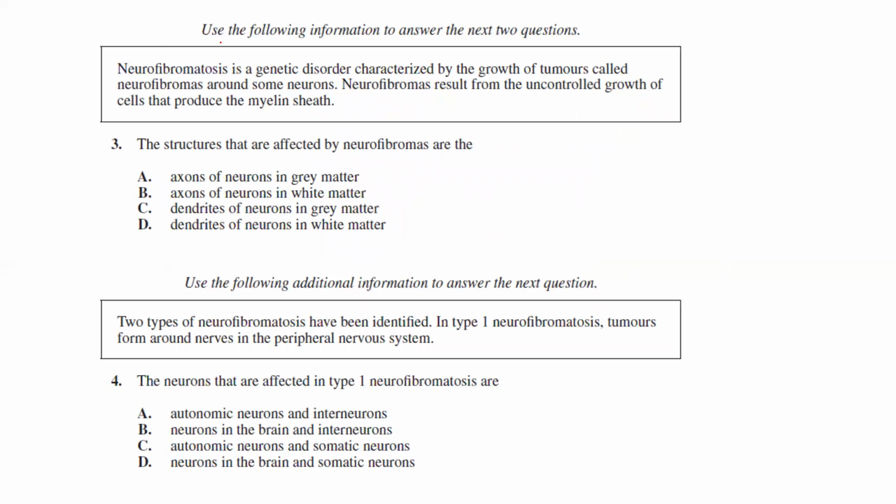Okay, try these questions. Neurofibromatosis is a genetic disorder characterized by the growth of tumors called neurofibromas. Result in uncontrolled growth of cells that produce myelin. Well, the cells that produce myelin are the Schwann cells. So I haven't even looked at the question. Those are glial cells. That's myelinated. The structures that are affected, well, Schwann cells produce myelin where? They produce myelin on the axon. Axons of white matter.